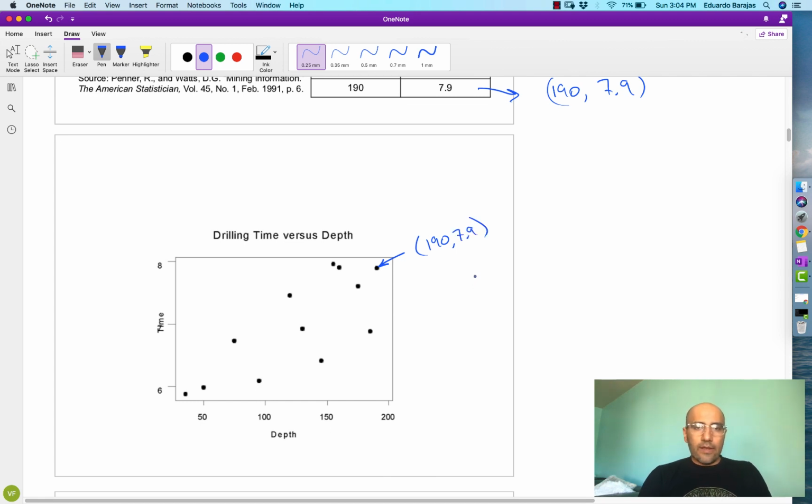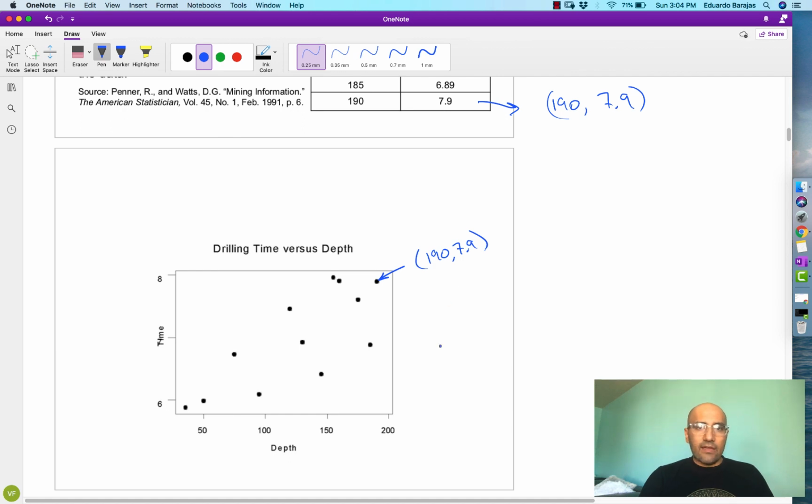Good. And the one right above it, the 185 comma 6.89, that's probably this one. Every one of these little dots represents an ordered pair from our table, where the input is the explanatory variable and the output is the response variable. Okay, so we're going to create a scattergram such as this one.